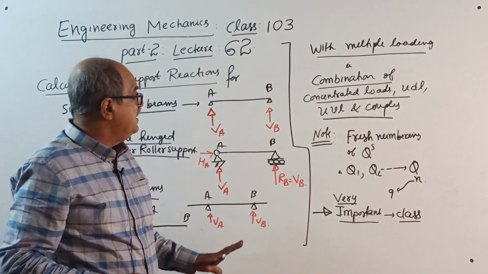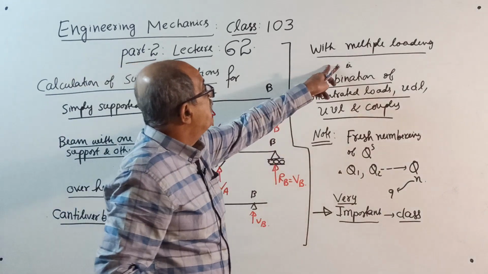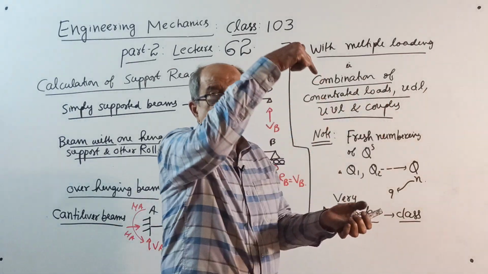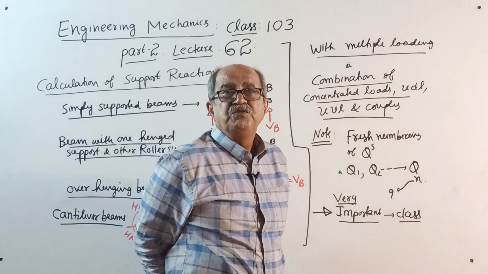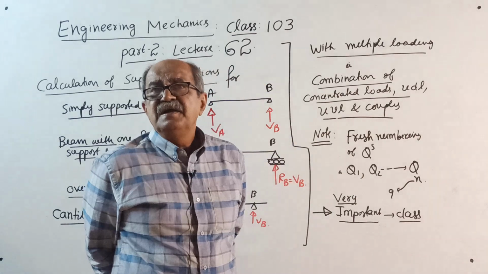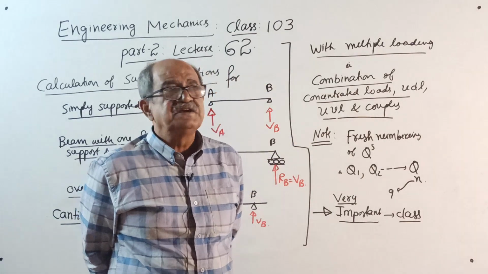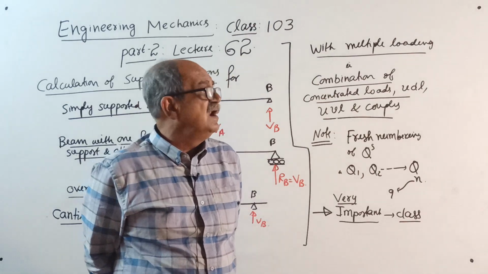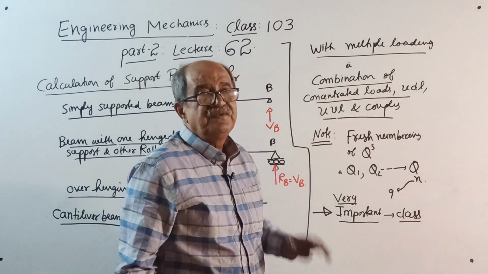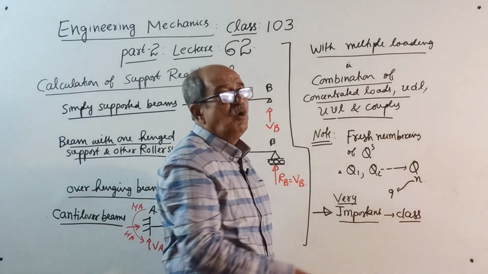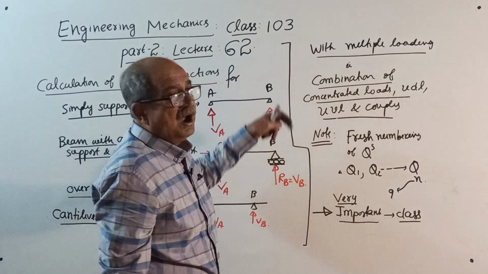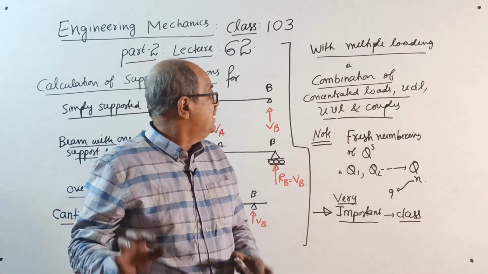We have everything we discussed so far with multiple loading: a combination of point load, UDL, either full or partial, UVL represented by a right angle triangle or isosceles triangle or a triangle in general, or lastly represented by a trapezium, and also couples. All these combinations will be covered. This is very, very important. From today onwards, what you are doing is very, very critical.